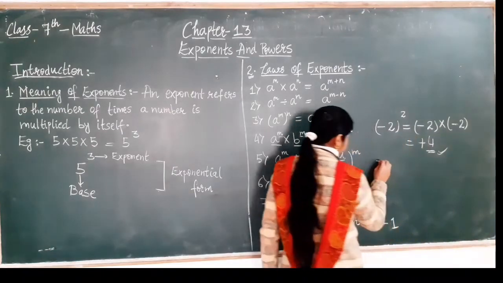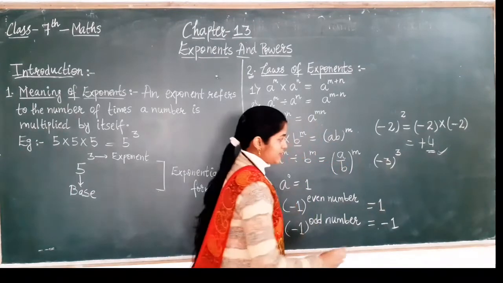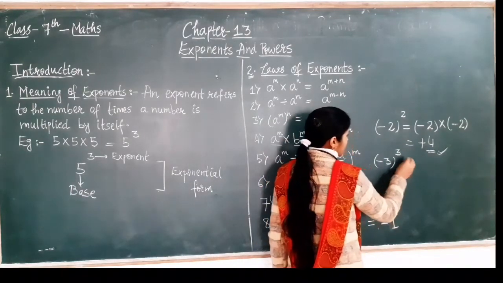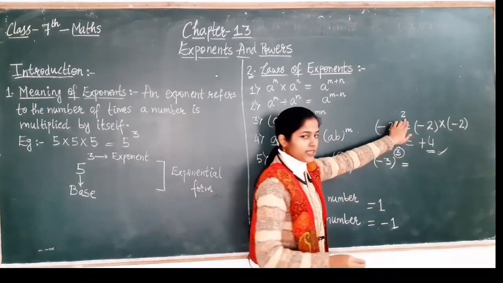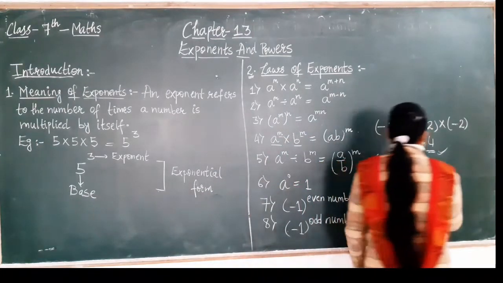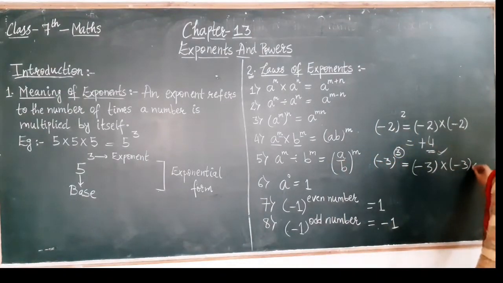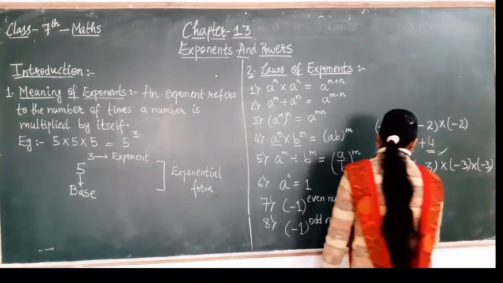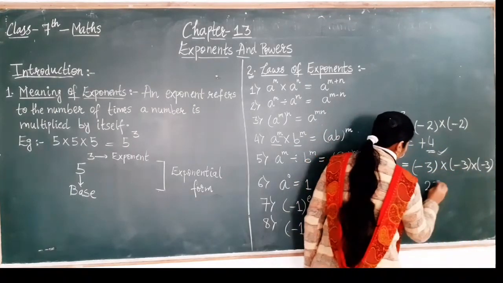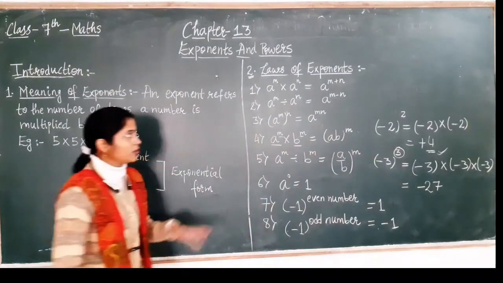Let's take an example: minus 3 to the power of 3. Here 3 is an odd number, and earlier 2 was an even number. So minus 3 into minus 3 into minus 3. Minus minus is plus, 3 3s are 9, 9 3s are 27. So the answer would be minus 27. So these were all the laws of exponents.